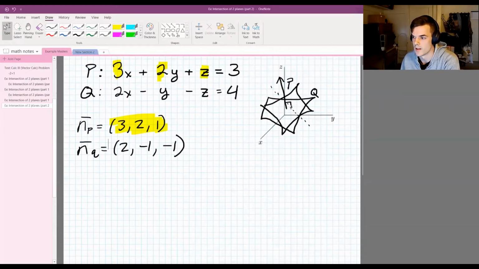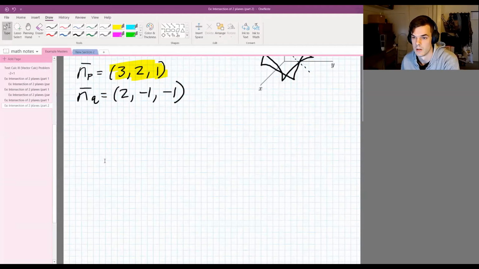So to find the line of intersection, we need a line that is going to be perpendicular to this norm and perpendicular to the other norm, the norm for Q. An easy way to find a vector that's perpendicular to two different vectors is to take their cross product. And this is going to be the directional vector for our line. So we're going to call it V. It's going to be equal to NP cross NQ.